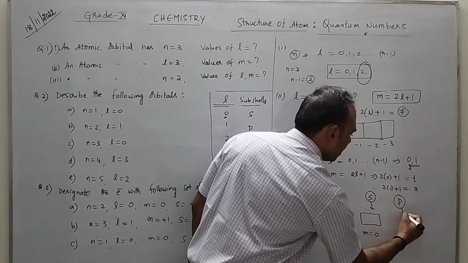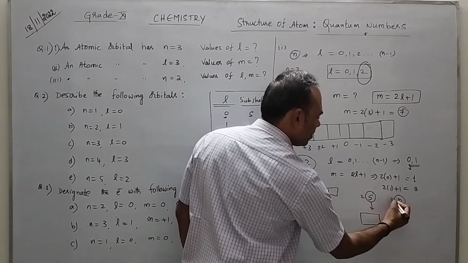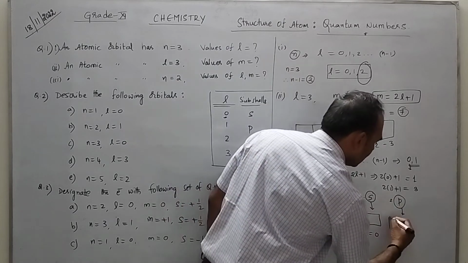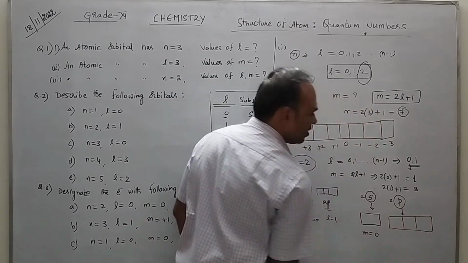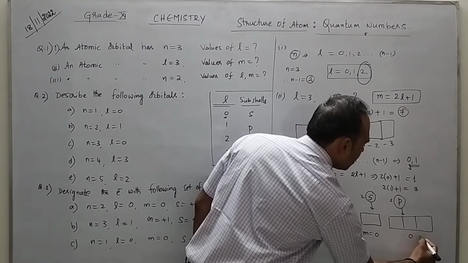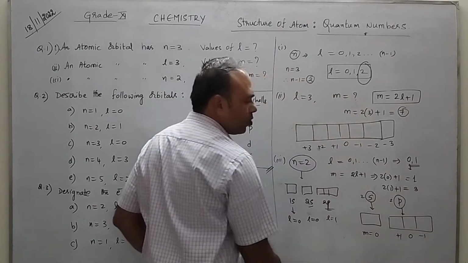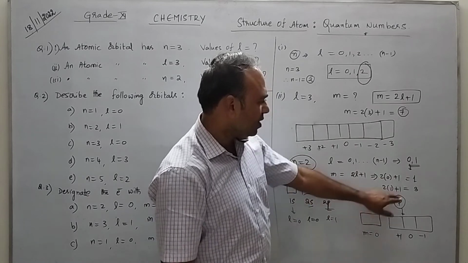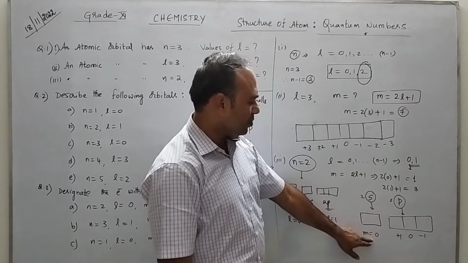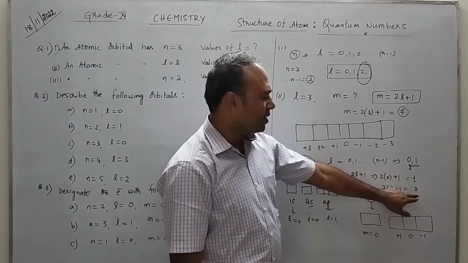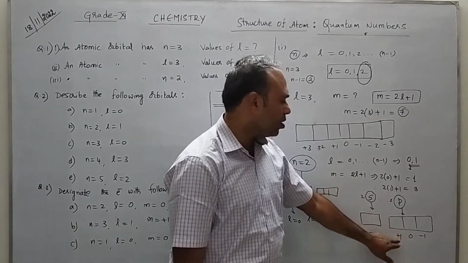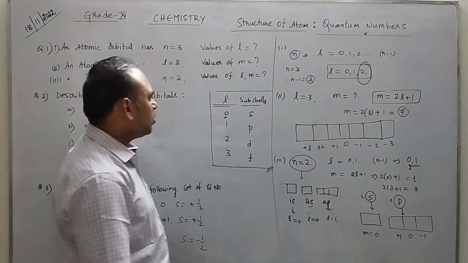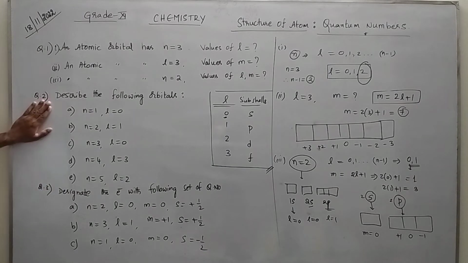If it is p, that is nothing but 2s and 2p, we will write like this: 3 box diagrams in which you have 0, minus 1 and plus 1. Hope you are able to understand. If it is 0, that is the s orbital, you will get one value of m, nothing but 0. If it is p, you will get 3 values, nothing but 0, plus 1 and minus 1. Now let us see the next question.